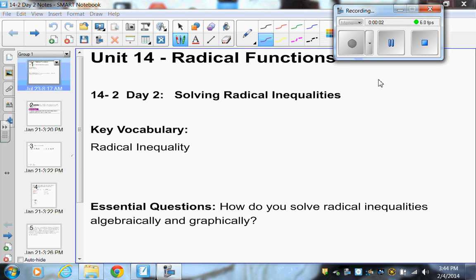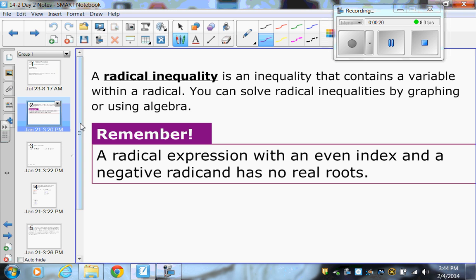This is the video for Accelerated Geometry on Section 4-2, Day 2 on solving radical inequalities. Key vocabulary is radical inequality. The essential question we will be answering is how do you solve radical inequalities both algebraically and graphically? A radical inequality is an inequality that contains a variable within a radical. You can solve radical inequalities by graphing or using algebra.